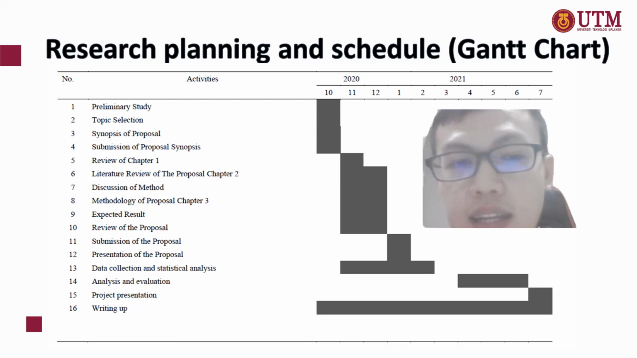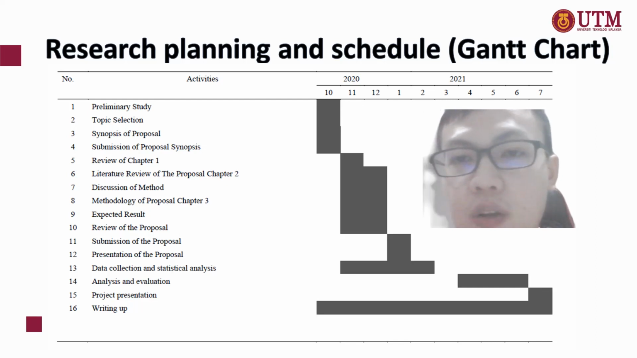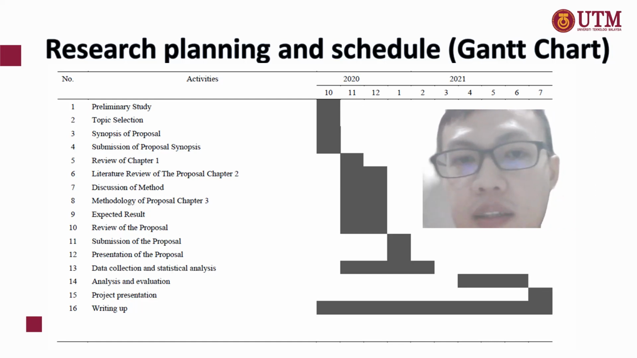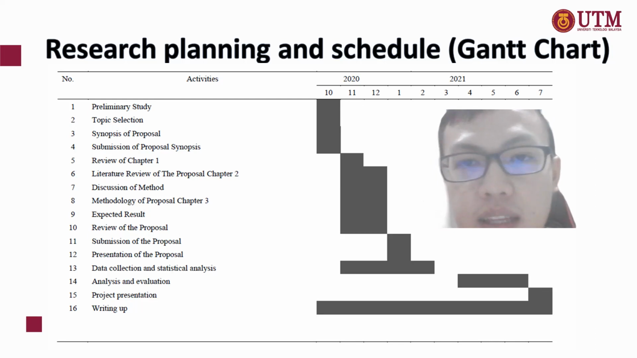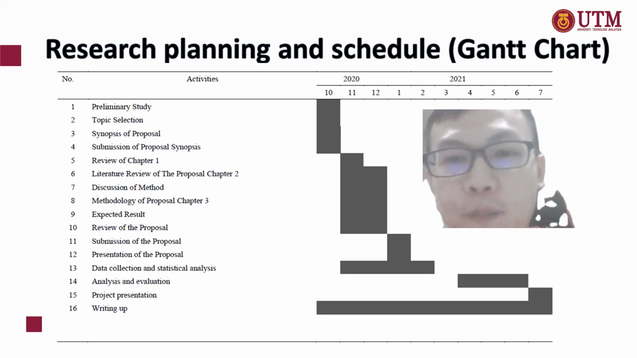And second last is the project presentation. I expect the project presentation may be located in July 2021. And last is the writing up. I will write the thesis starting from October 2020 until July 2021. That is my Gantt chart overall.